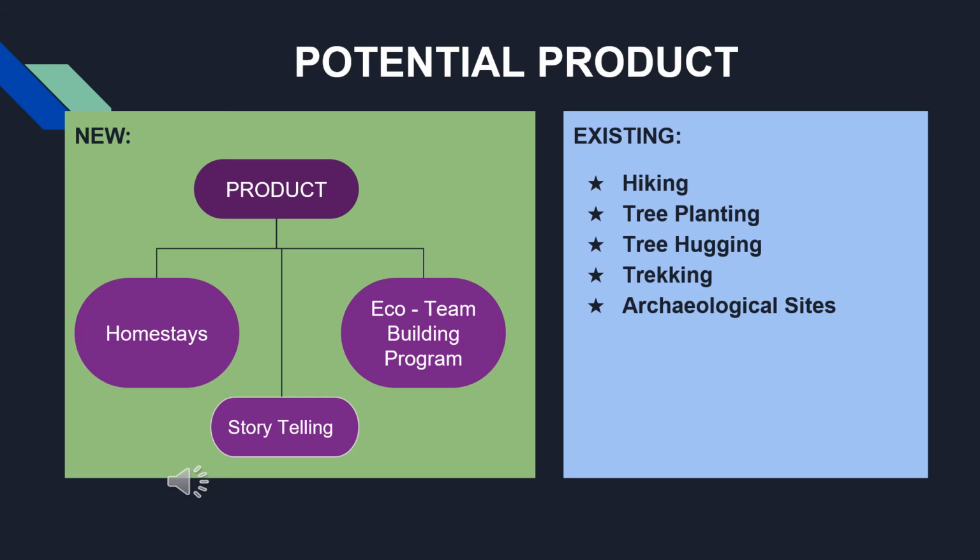The Sigatoka Sand Dunes National Park has been operating for years now, and there are various activities that exist in the destination. As you can see on the right hand side of the slide, the existing products are listed, such as hiking, tree planting, tree hugging, trekking, as well as archaeological sites. Now, in terms of potential products, the group has come up with homestays, storytelling, as well as eco-team building programs.